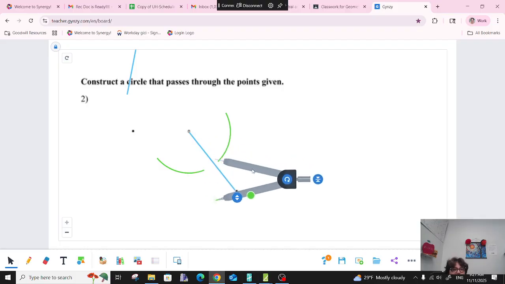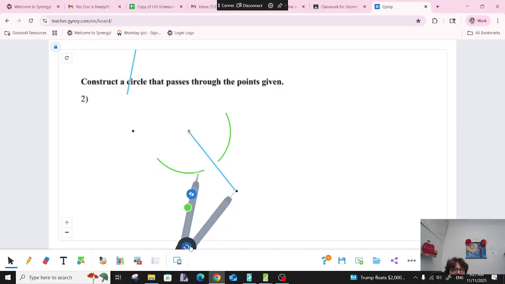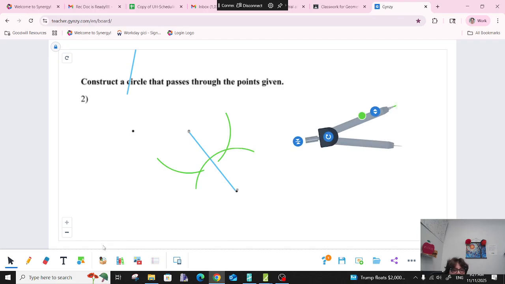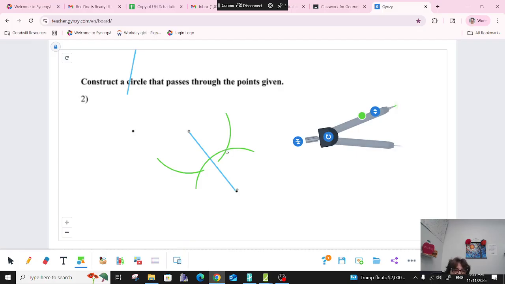Move the needle without moving the opening of your compass to this one over here. You want to intersect the arc that you made and the other one. And now you can draw your line. Make sure you draw it long enough because you're trying to find the center of the circle. So make sure you draw it fairly large.